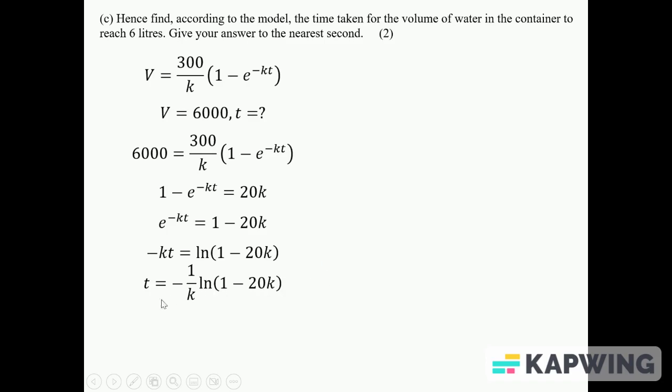But I need to substitute the k in. So what I do, I put this in the calculator, the k value, get the decimal, and then do minus 1 over the answer, ln of 1 minus 20 times the answer, and you should get 41.